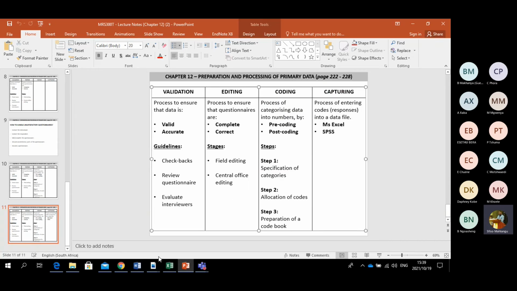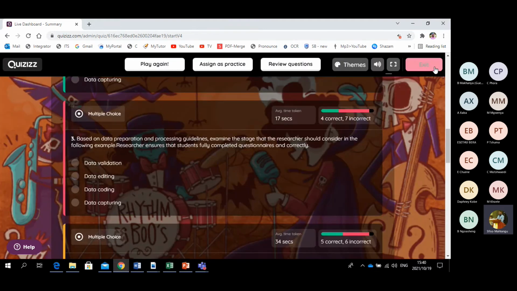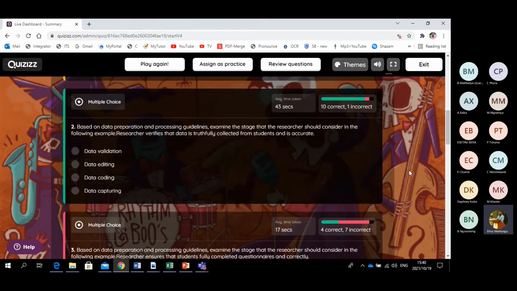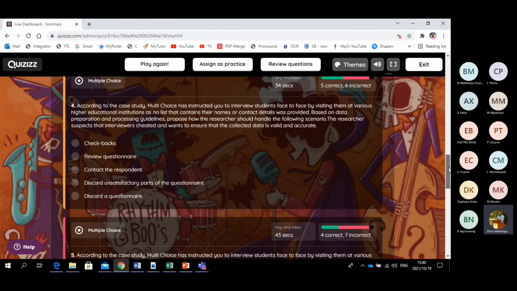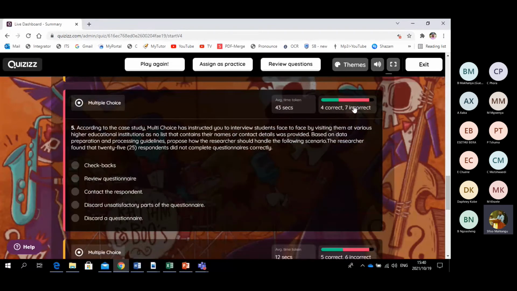So as long as it's about making sure that no question was not completed, and then we can edit that question, hence it was data editing there. And then question 5 was also giving you a hard time in terms of answering. If you quickly look at question 5 here, you will see only 4 students got it correct, with 7 students selecting incorrect answers.